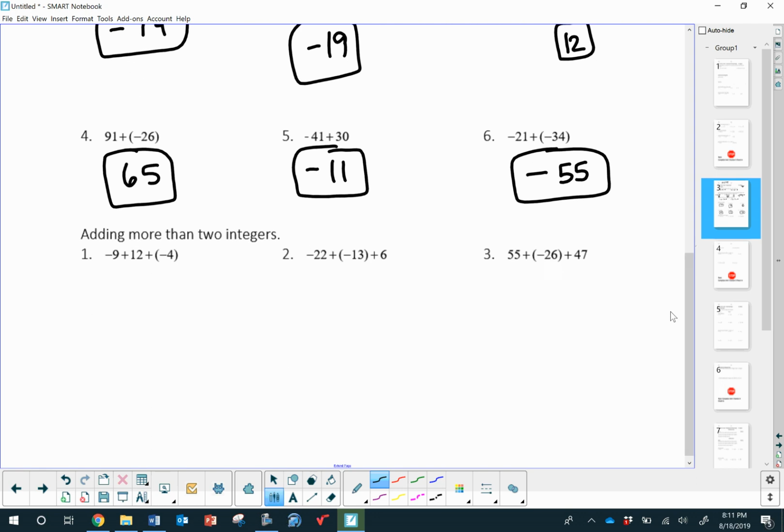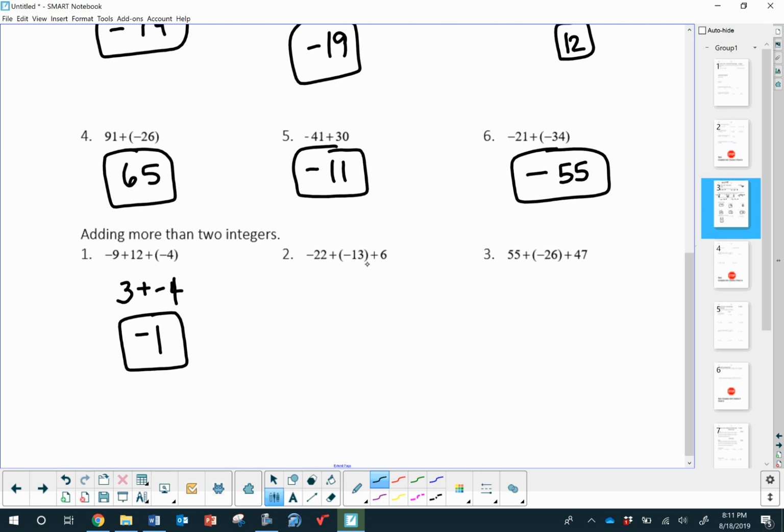All right, in this section, we are adding more than 2 integers, and I like to do this simply by working left to right, just like you would read a book. So negative 9 plus 12 is going to be positive 3. Again, opposite signs, subtract, take the sign of the larger, which is 12. 3 plus negative 4. I have opposite signs, subtract to get 1. Take the sign of the larger, which is negative, so my answer is negative 1.